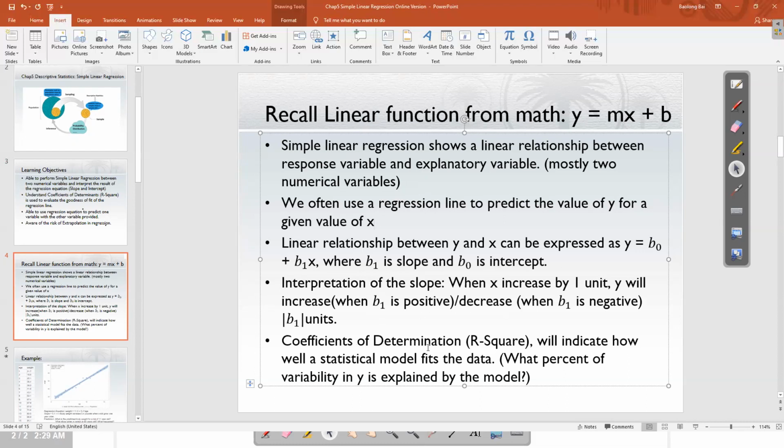And then the coefficient of determination, that's R squared. That will indicate how well a statistical model fits the data. So in a homework or exam, the question is always phrased as, what percent of the variability in the Y or in the data is being explained by the regression equation. So anytime you see a question like that, the answer will be R squared. But of course, you need to find R squared, right? So how do you calculate R squared?